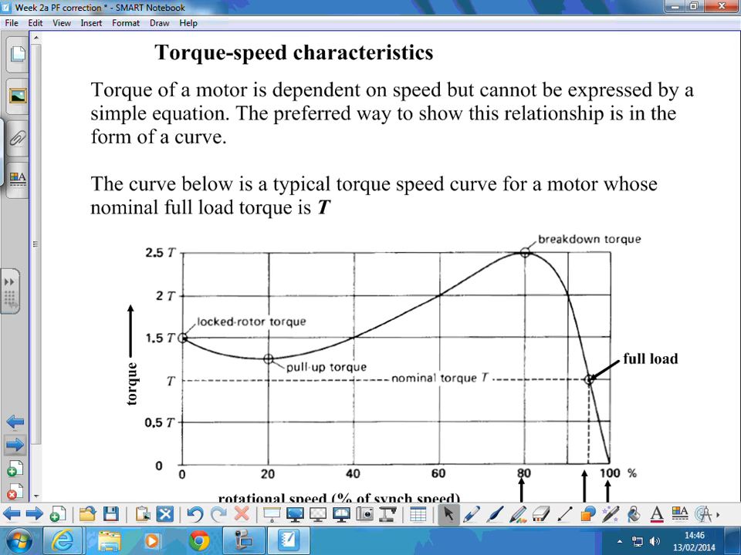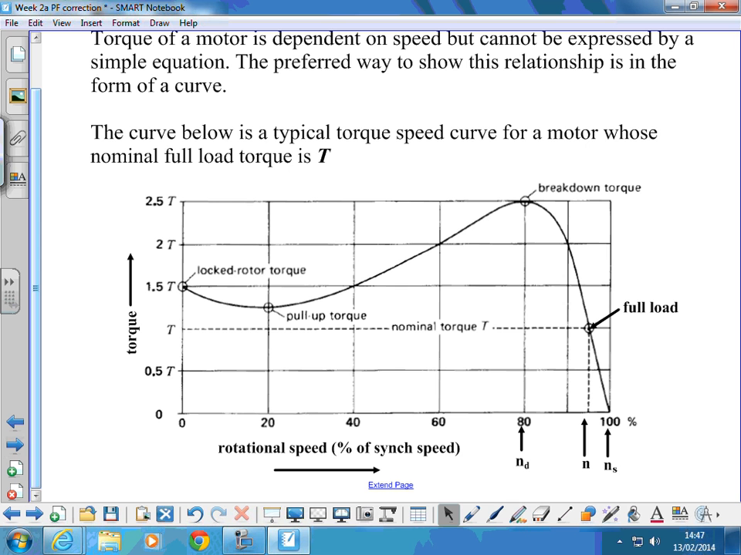Torque speed characteristics can be quite important when you're looking at matching a particular motor type to a load, because of how it's going to behave depending on your torque requirements. Torque of a motor is dependent on speed, but it can't be expressed as a simple equation. Instead, you'll find a torque speed curve, a characteristic that shows how the torque varies as the speed increases, in this case up to a percentage of the synchronous speed.